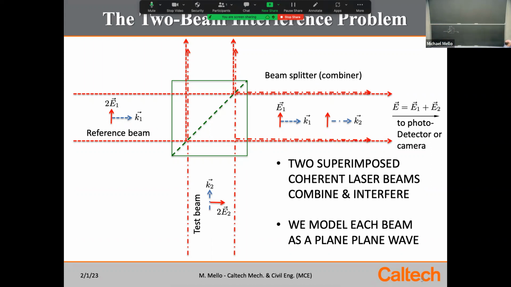And so here comes this reference beam that we've derived from our laser, and it comes to the beam splitter. What does it do? It splits in half. Half goes this way, half goes that way, okay?